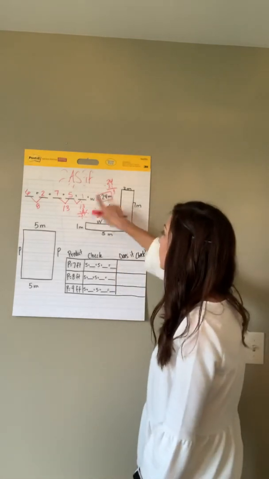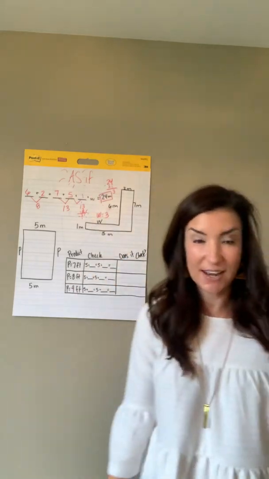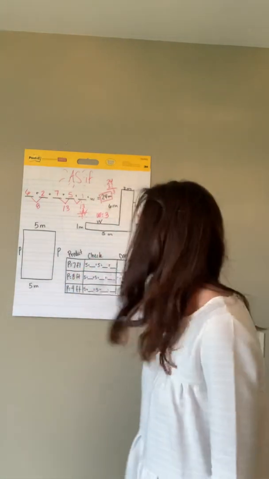So if we have 21 here, plus we add 3, it takes us to our perimeter of 24. Did you get it? Good job, guys.